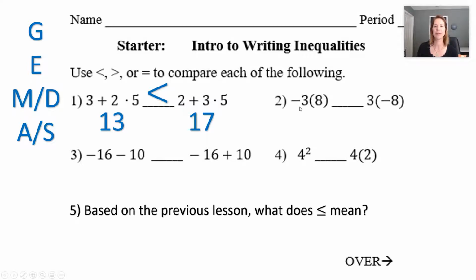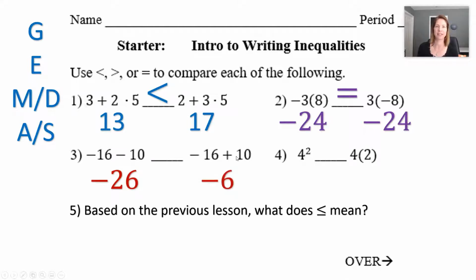On number 2, both of these mean the same thing. A negative times a positive is a negative, and they're the same numbers. So negative 24 equals negative 24. On number 3, you have to add on this side because they're both negative, subtract on this side because they are different signs, and now you have to think about which of these is smaller. Well, negative 26 is further to the left on a number line, so it is less than.